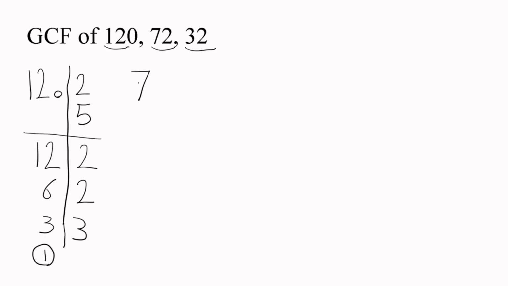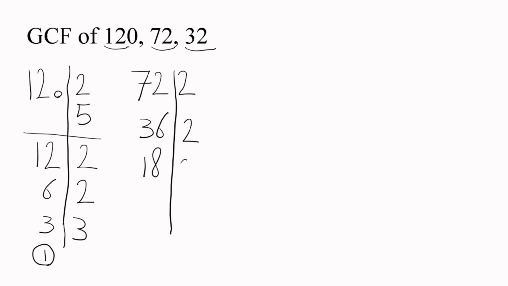On the other hand, I have 72. Do you know any prime number that I can divide 72 by? Of course, it is 2. The answer will be 36. I can divide it by 2. The answer will be 18. I can divide it by 2. The answer will be 9. I can divide it by 3. I'm going to have 3. Divide by 3. 1. I must stop here.